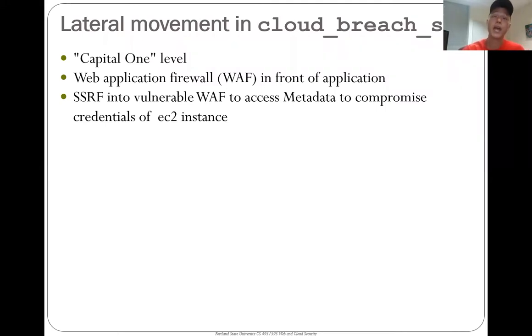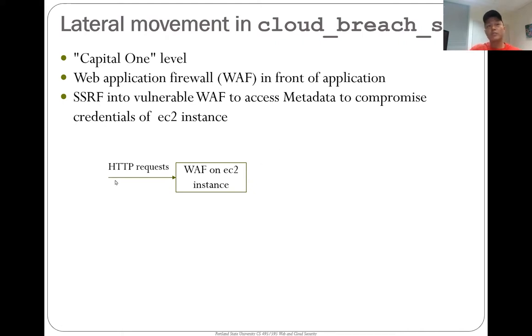When the Capital One breach happened, CloudGoat had actually been around. It preceded Capital One by several years, but they had a scenario that was almost identical to the thing that compromised Capital One. And so they immediately released this particular level, Cloud Breach S3, that allows you to play through that scenario: a web application firewall in front of an application, vulnerable to an SSRF that allows you to then pivot into the metadata service to compromise the credentials of an EC2 instance.